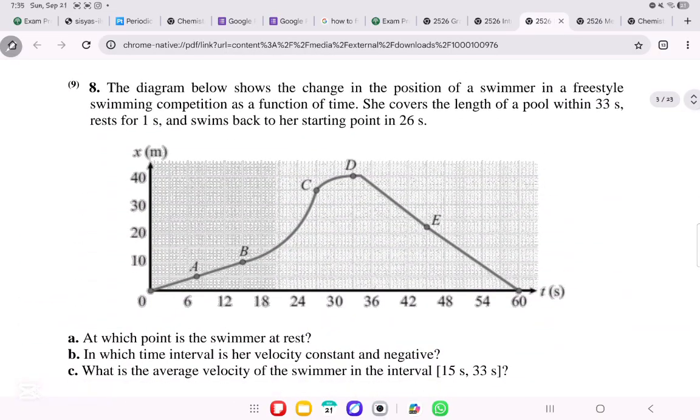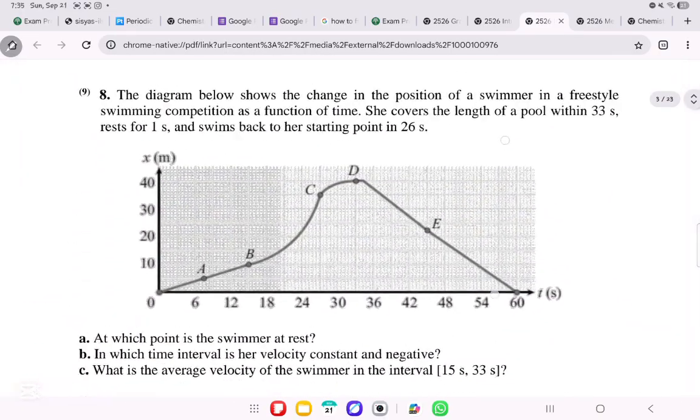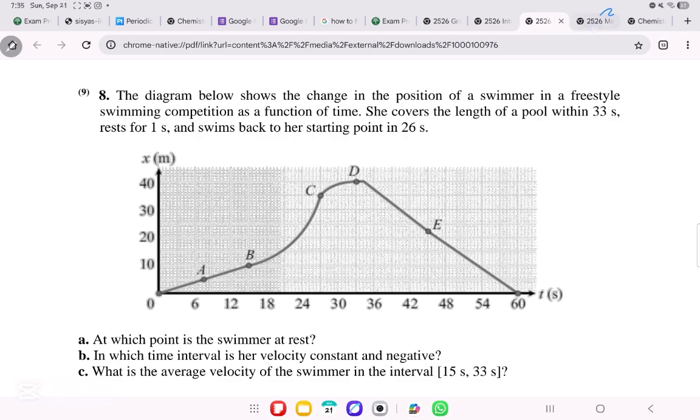We'll move now to question number 8. It says the diagram below shows the change in position of a swimmer in a freestyle swimming competition as a function of time. She covers the length of a pool within 33 seconds, rests for 1 second, and swims back to her starting point in 26 seconds. At which point is the swimmer at rest? At point D, because the slope is 0.